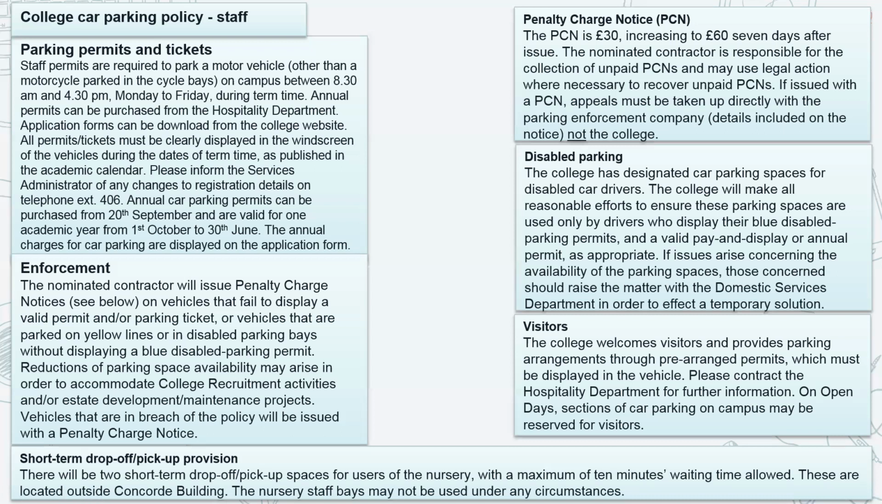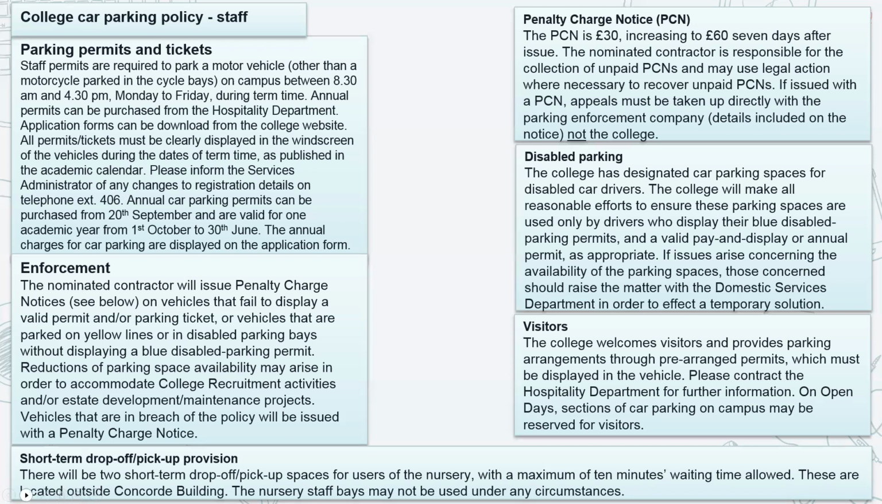Also there are car spaces for the disabled. Visitors can have some parking spaces pre-arranged. Okay, and there is a penalty charge notice. Okay, so I got an idea of the text.